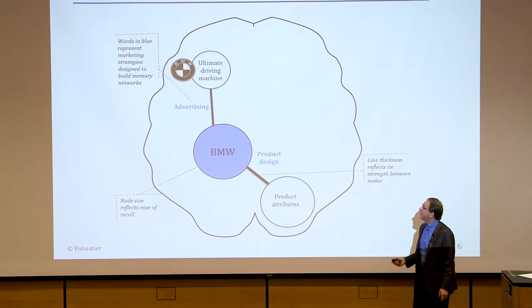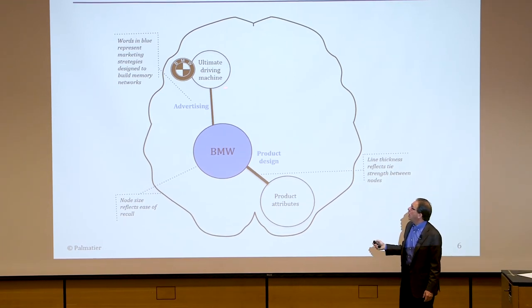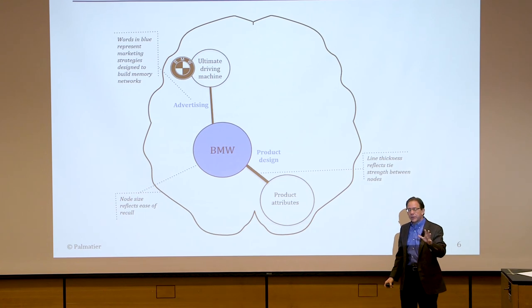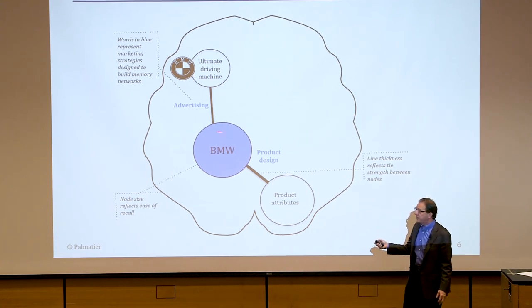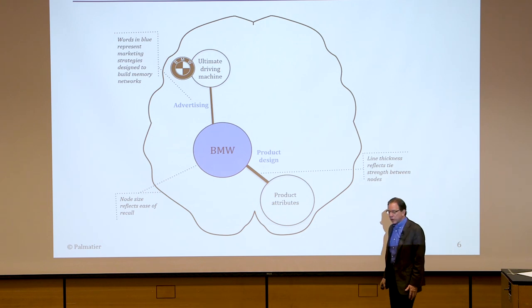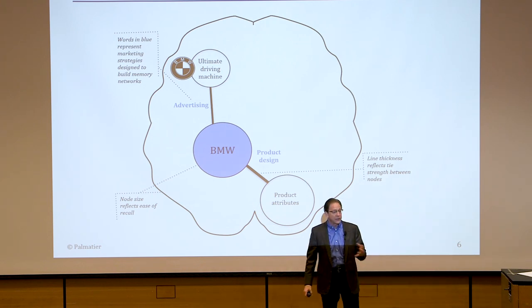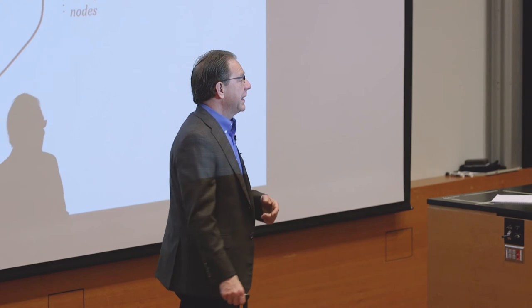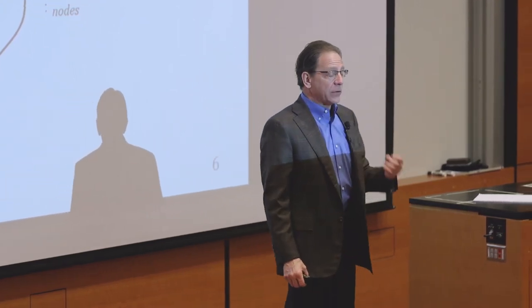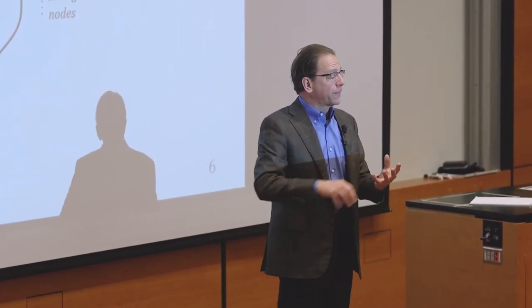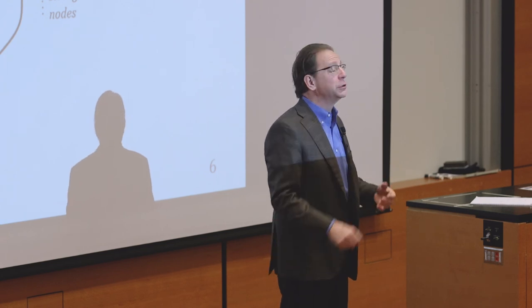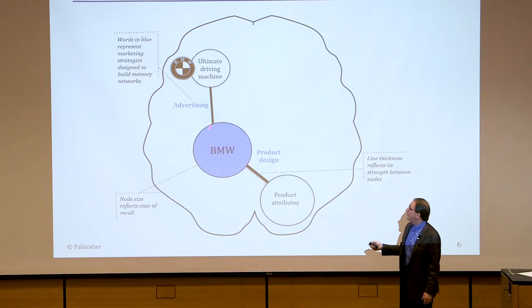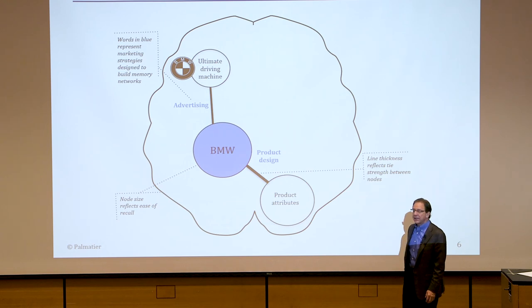If I spend a lot of advertisement on the ultimate driving machine, and when I say BMW, you think of the tagline, ultimate driving machine. That meant when this node was fired, this linkage was thick enough that it also made this node fired. So again, if you think of your example in a test, when you see a test problem, you say, oh, this is that type of problem. And as soon as you think of that type of problem, things are fired, if hopefully one of those is the solution and the answer. And if you did enough studying, that would make that link thick enough.